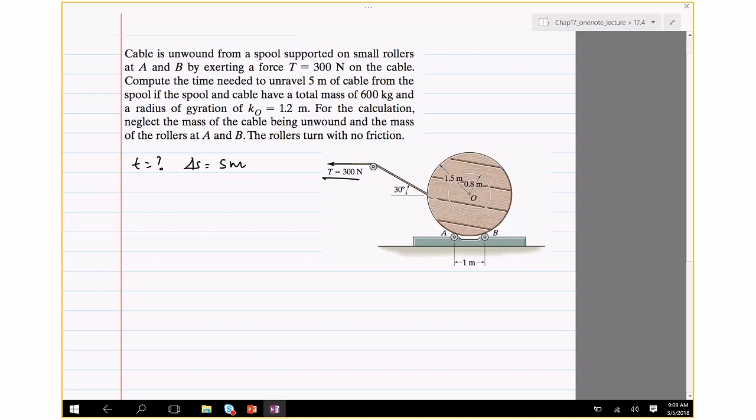From the spool, if the spool and cable have a total mass of 600 kilograms and a radius of gyration of 1.2 meters. For the calculation, neglect the mass of the cable being unwound and the mass of the rollers at A and B. The rollers turn with no friction.